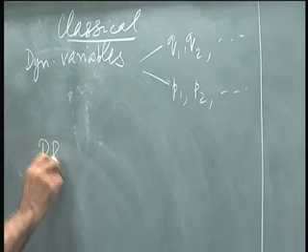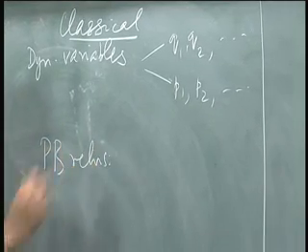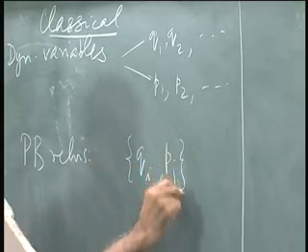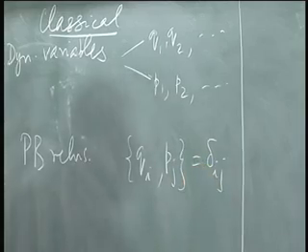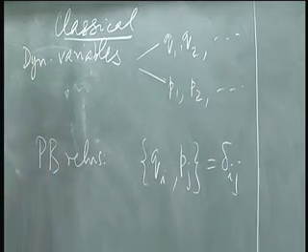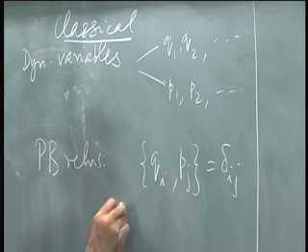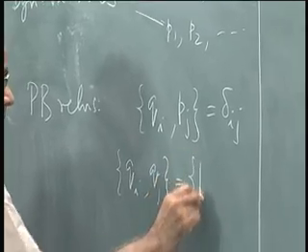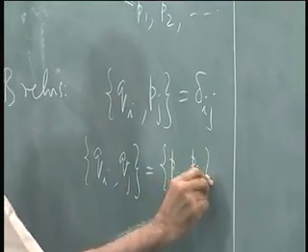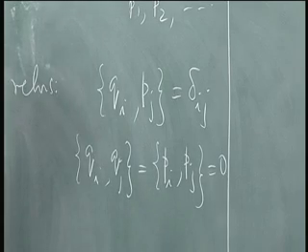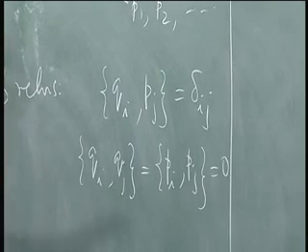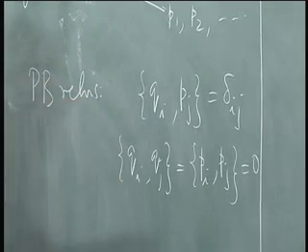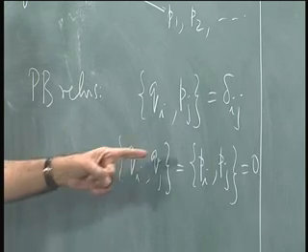Poisson bracket relations, and the Poisson bracket relations are {qi, pj} equal to delta ij, and {qi, qj} is 0, {pi, pj} is 0, etc. So let us even write that down, {qi, qj} equal to {pi, pj} equal to 0. Okay. Now of course no dynamics has been put in so far, it just says you have a set of variables and they obey these relationships among each other, these algebraic relationships.